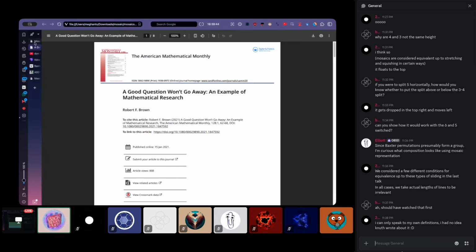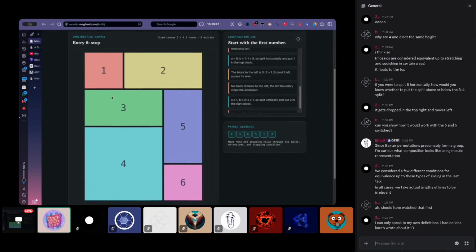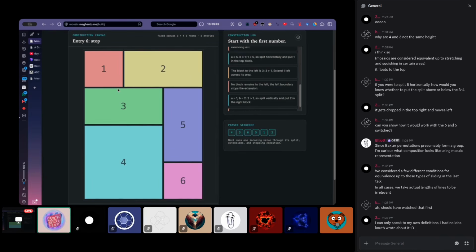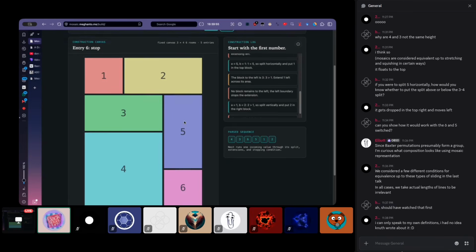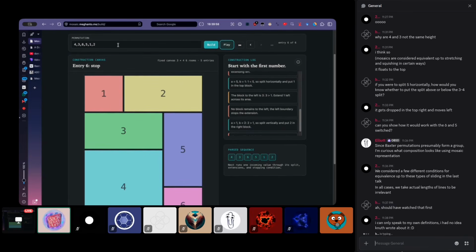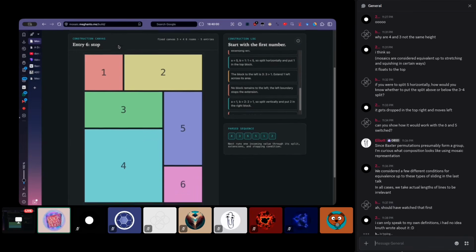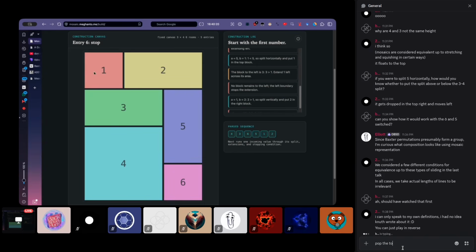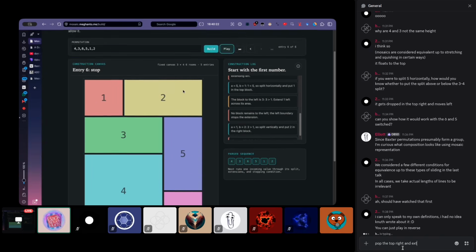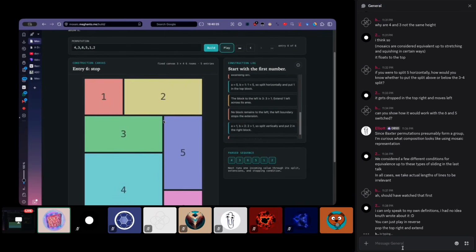So let's go back to the mosaic. We are reasonably sure that this particular mosaic can be generated from this particular permutation. But what about the reverse? Given a mosaic, could I have generated the permutation out of it? I can play it in reverse, but it's not as evident.